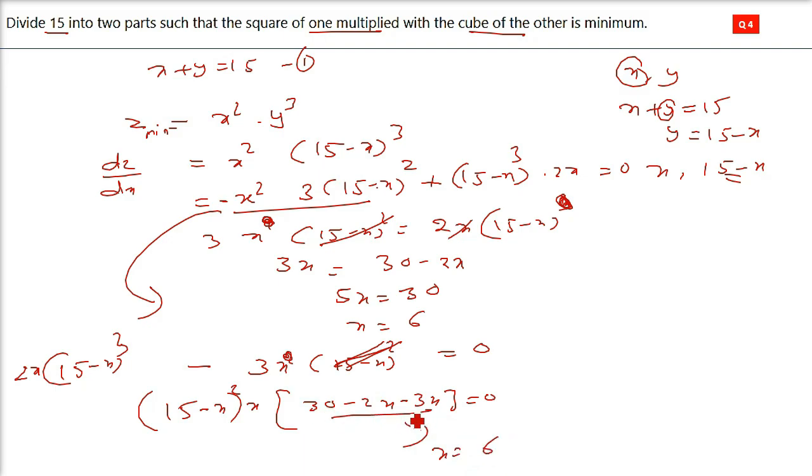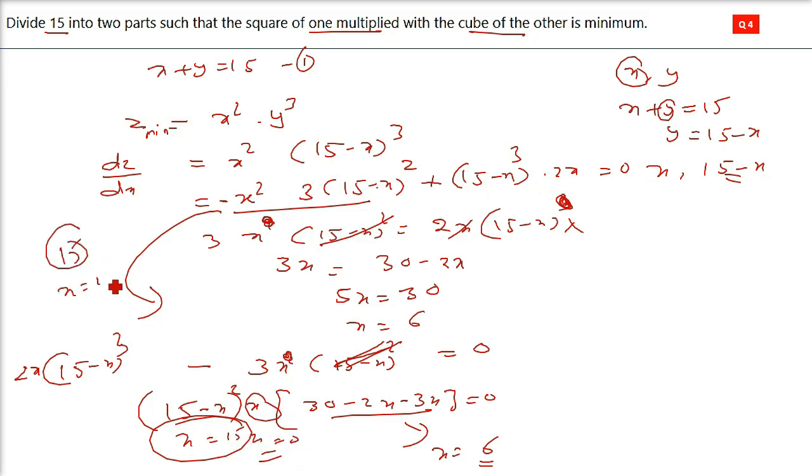I am saying you were on the correct path, but you have to tell the examiner that there are other values also which we found, but they are not relevant to the question, because 15 minus x equated to 0 will give you x equals 15. So when x is 15, y is going to be 0. You cannot take that. When you have x equals 0, what does it mean? Y will be 15. So you again cannot be taking that, because 15 and 0 is not the part.